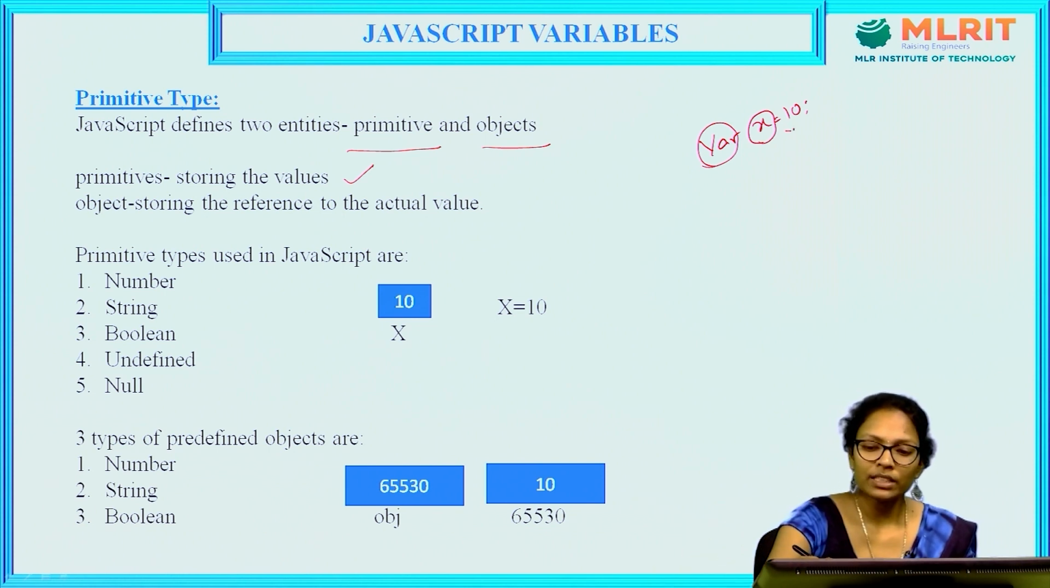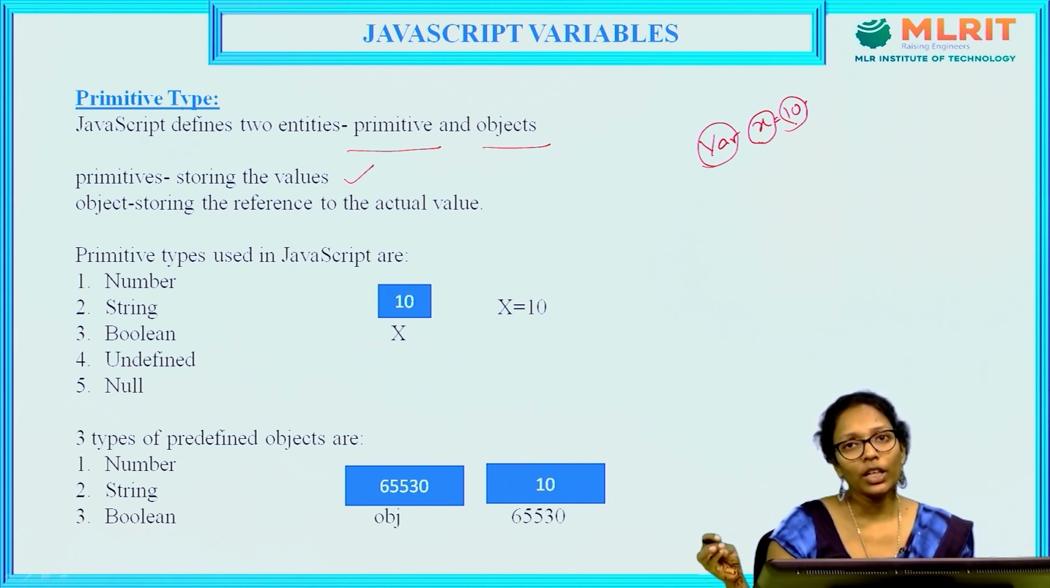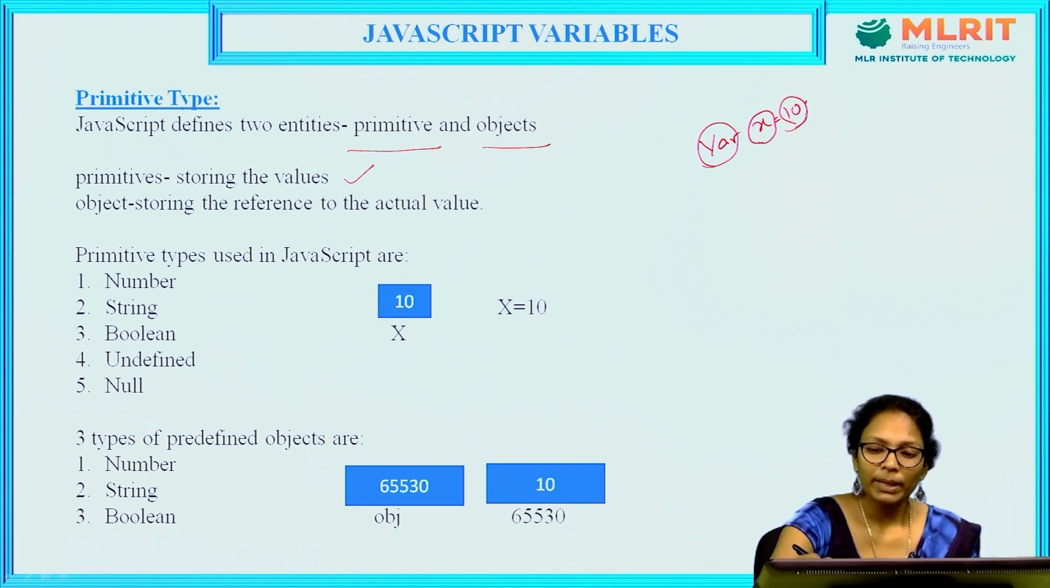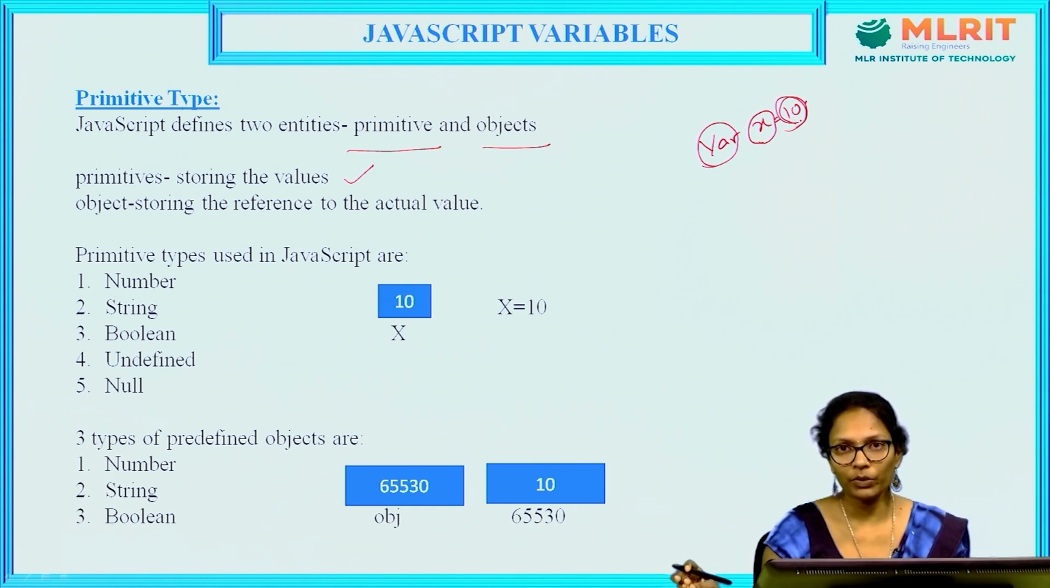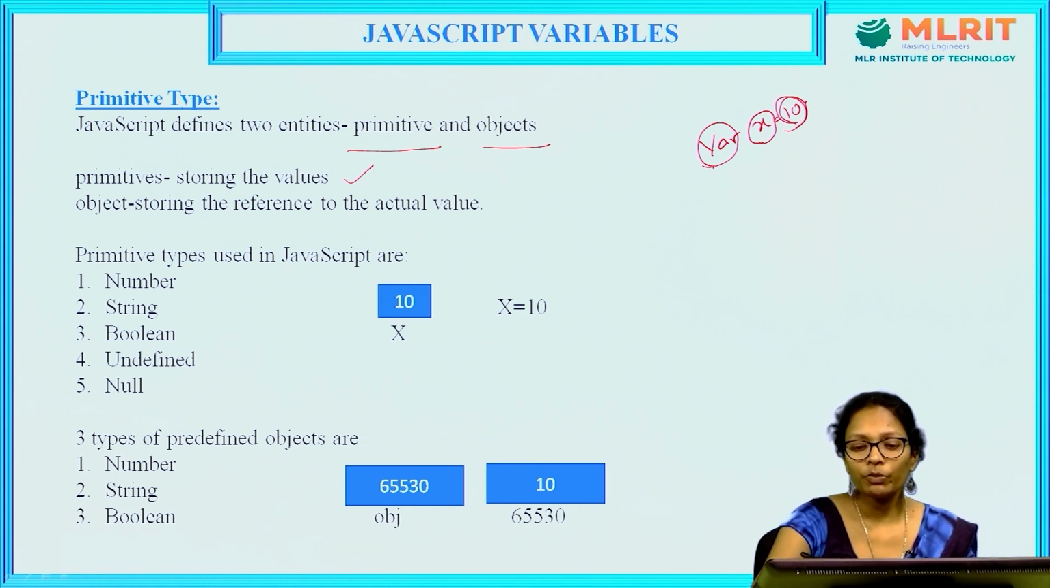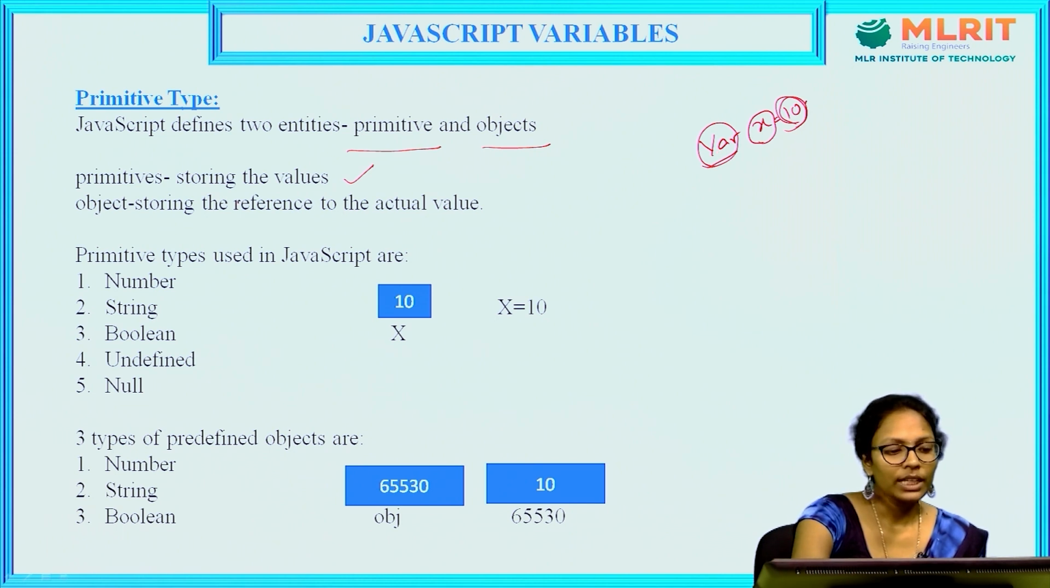So it will see the data. 10 is an integer type, so it needs to allocate 2 bytes or 4 bytes of memory, based on the operating system. Like that, by seeing the value only, it can identify the data type of that variable. Why? Because while declaring you are not mentioning the data type, you are simply using the var keyword for all the variables. So that is nothing but primitive.